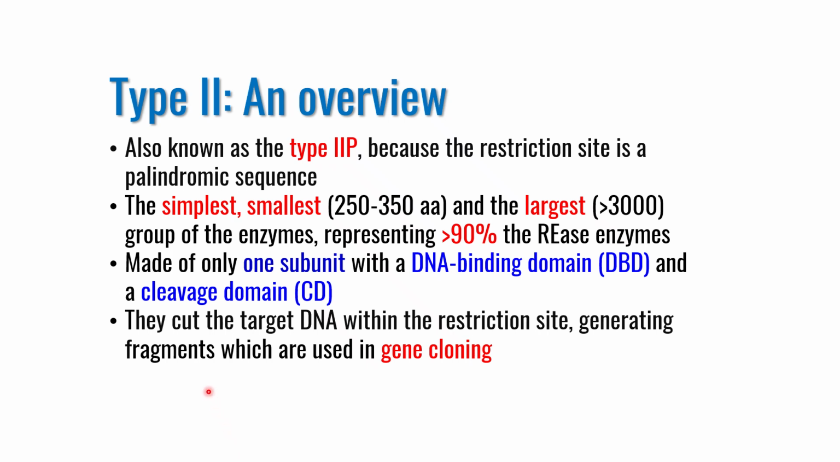Just to present an overview of type 2 restriction endonucleases, they are also known as type 2P because the restriction site of these enzymes is a palindromic sequence. These are the simplest, smallest, and the largest group of enzymes representing more than 90% of the total restriction endonucleases known to date. They are made up of one subunit having a DNA binding domain and a cleavage domain. They cut the target DNA within the restriction site, generating fragments of known length and size, and they are used in gene cloning or genetic manipulations.